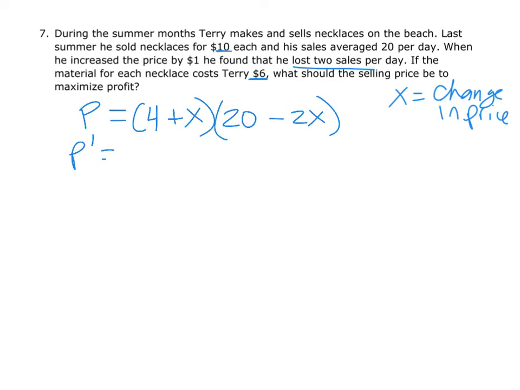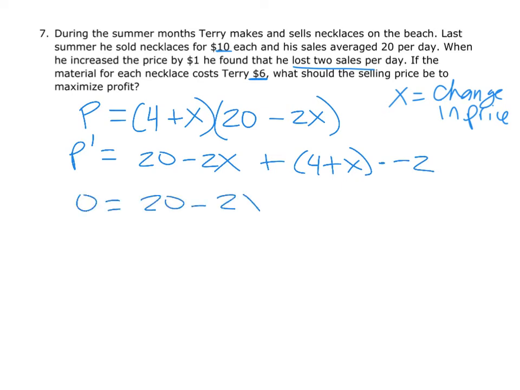Take the derivative. That's the hard part. The rest of this should be easy. Derivative of the first is 1 times the second plus the first times the derivative of the second. Yeah, these are pretty easy if you can figure out the equation. So let's see, we get 4x equals 12, x equals 3. So his selling price should be $13.